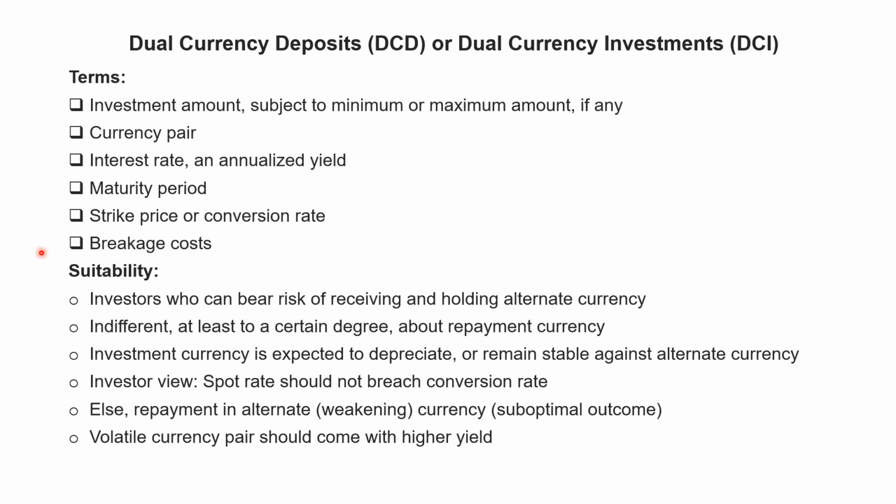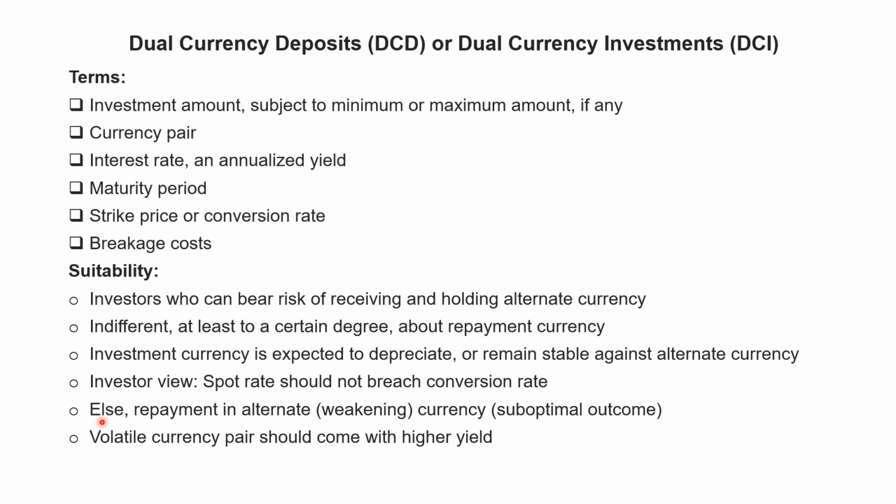Considering these features and risks, DCDs are suitable for investors who can bear the risk of receiving and holding the alternate currency. In effect, he should be indifferent, at least to a certain degree, about which currency he receives at maturity. Generally, the DCD is structured in a manner that the investment currency is expected to weaken or depreciate, or at least remain stable against the alternate currency. It should not breach the conversion rate barrier. If this actually happens, the principal plus the interest is repaid in the investment currency. The investor hopes that this will be the case. This is the best case scenario if you presume that the bank makes rational choices. Stay tuned for more on this later.